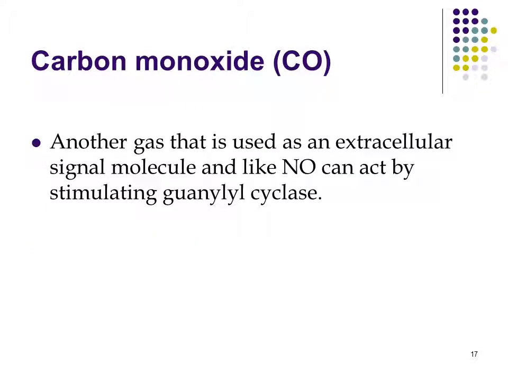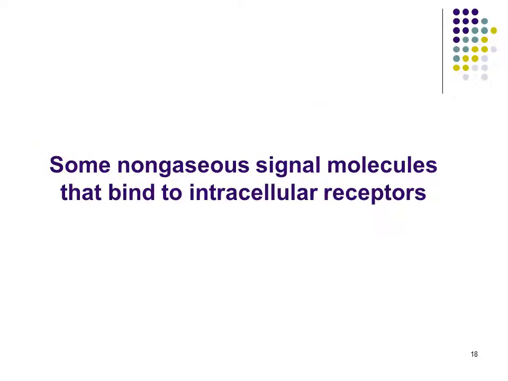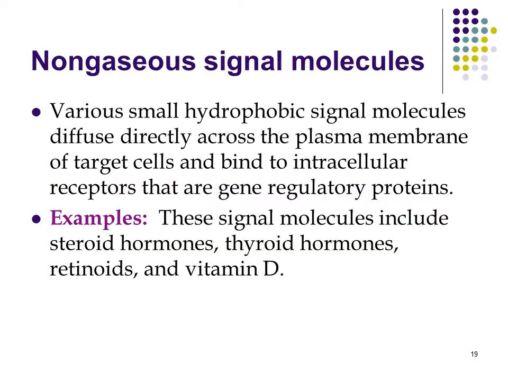Carbon monoxide is another example of gaseous intracellular receptor ligands, another gas that is used as an extracellular signal molecule and, like nitric oxide, can act by stimulating guanylyl cyclase. Various small hydrophobic signal molecules diffuse directly across the plasma membrane of targeted cells and bind to intracellular receptors that are gene regulatory proteins. Examples of these signal molecules include steroid hormones, thyroid hormones, vitamin D, and retinoids.